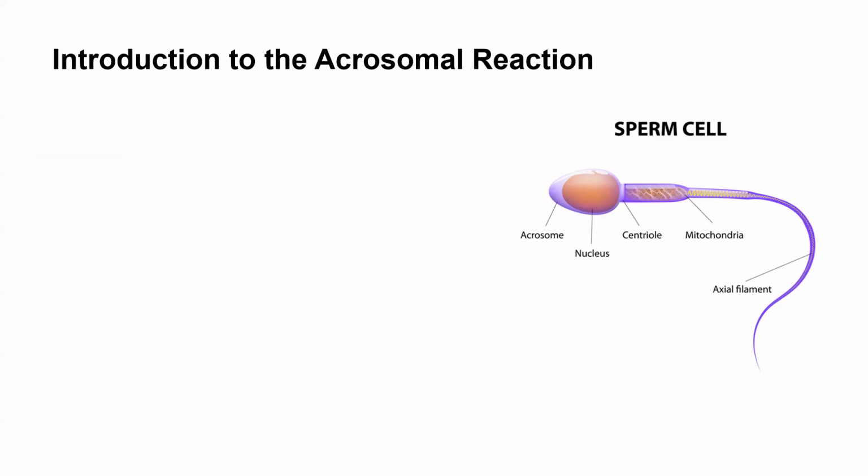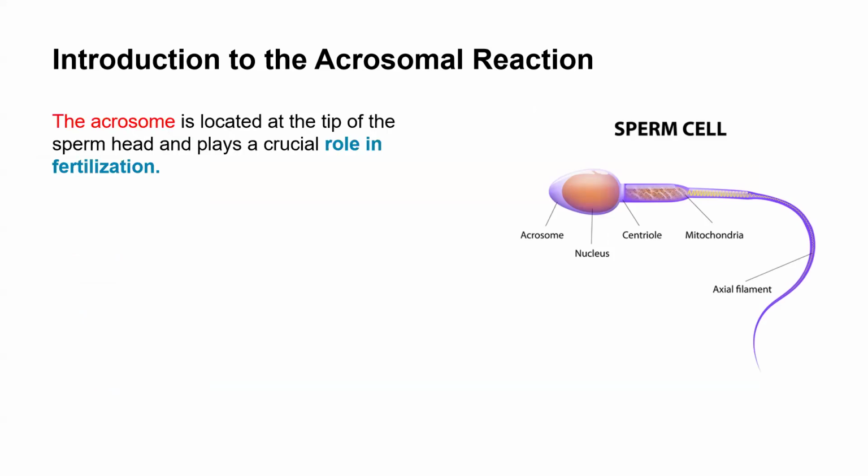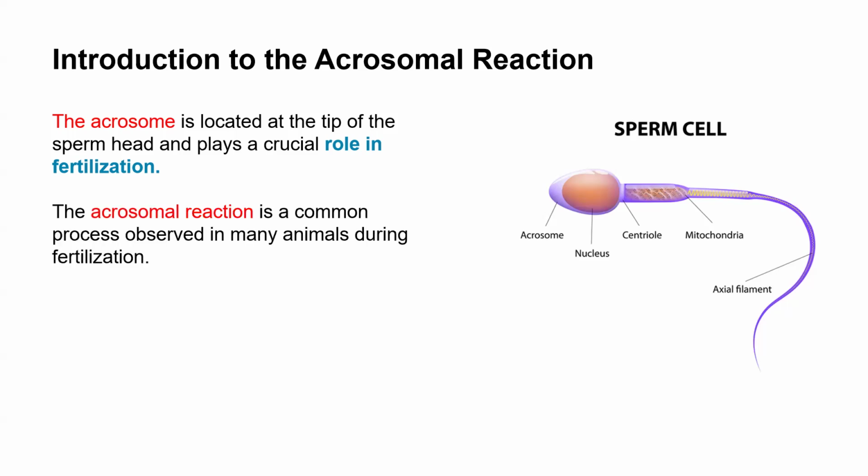And clearly we can see that the acrosome is located at the tip of the sperm head, and it plays a crucial role in fertilization. So this acrosome is the major part of the sperm cell that is important in the fertilization of the egg. The acrosome reaction is a common process observed in many animals during fertilization.